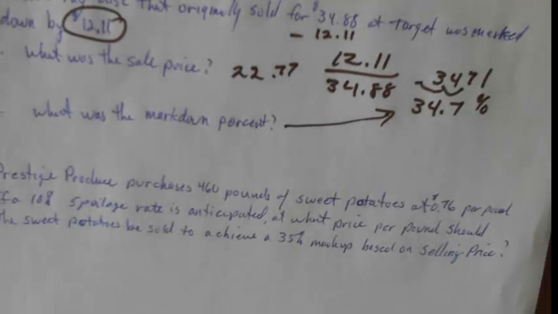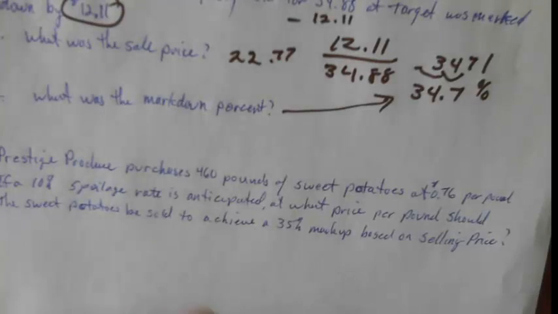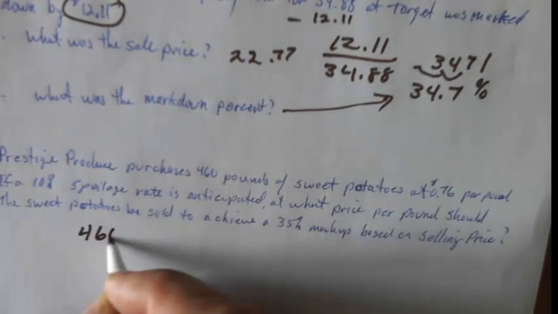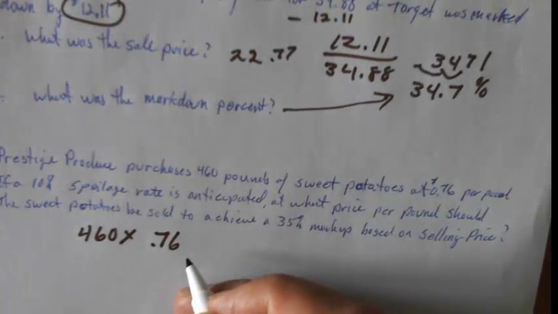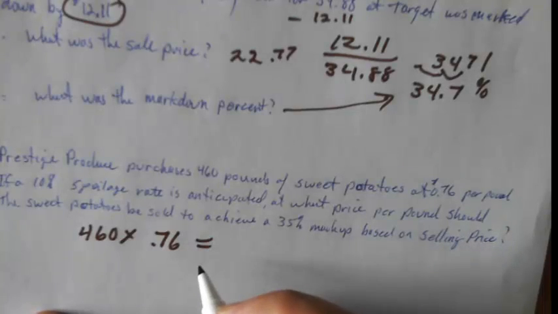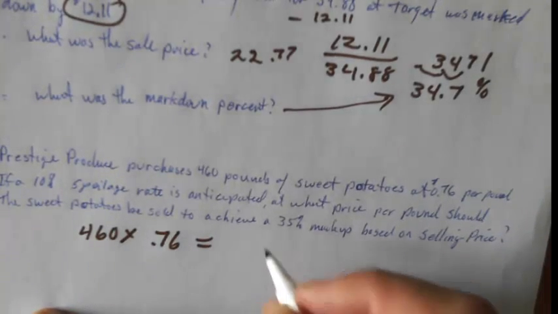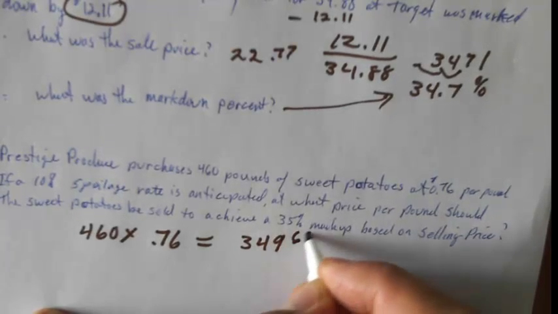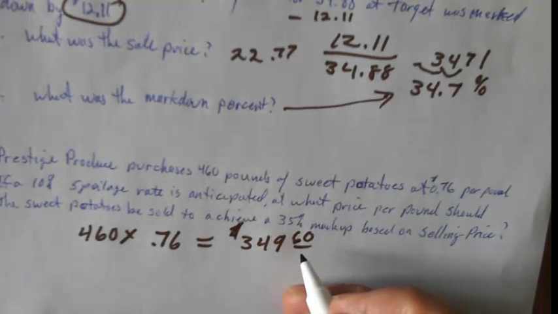So a couple of the steps we need to do on this. First off, we need to find out how much money they've spent already. So they had 460 pounds and it was 76 cents. And so how much did he put out initially for the sweet potatoes? So we just multiply that through. So we'd have 349.60, and again, you're just doing that on your calculator. So that's what the store has paid out so far.